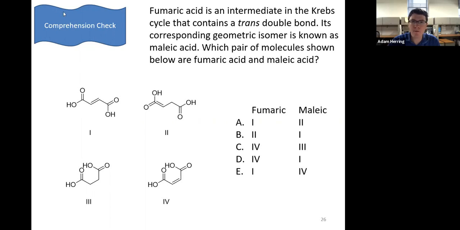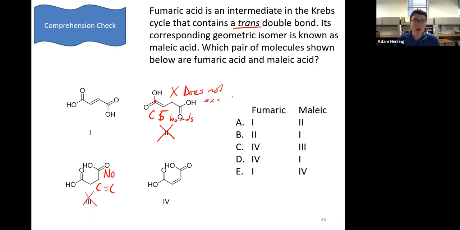We know that fumaric acid has a trans double bond, and maleic acid has the corresponding geometric isomer, which is the cis double bond. Hopefully, you were able to easily eliminate 2 and 3 because there's no carbon-carbon double bond here. And this is showing a structure. This carbon has 5 bonds. An expanded octet for carbon is never going to happen, so this molecule does not even exist.